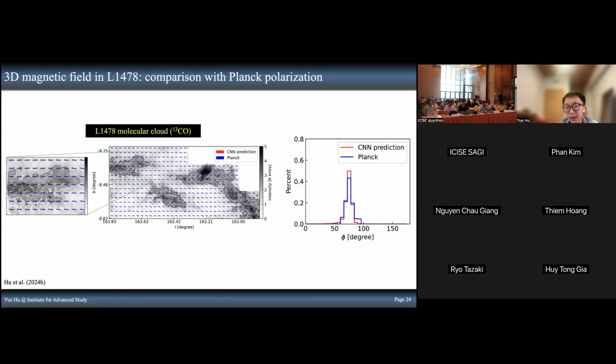Yes, I think you are correct. For Planck, it's dust density weighted. But here for the CNN, we're using just 13CO, and the density weighting is different from dust weighting. So that can make a difference, and that's one reason we didn't see perfect alignment with Planck. But the point here is that Planck is, I think, the most reliable comparison for the CNN prediction. We don't have another choice to make such a benchmark or comparison. And it's true that if they have different density weightings, that can make a difference.